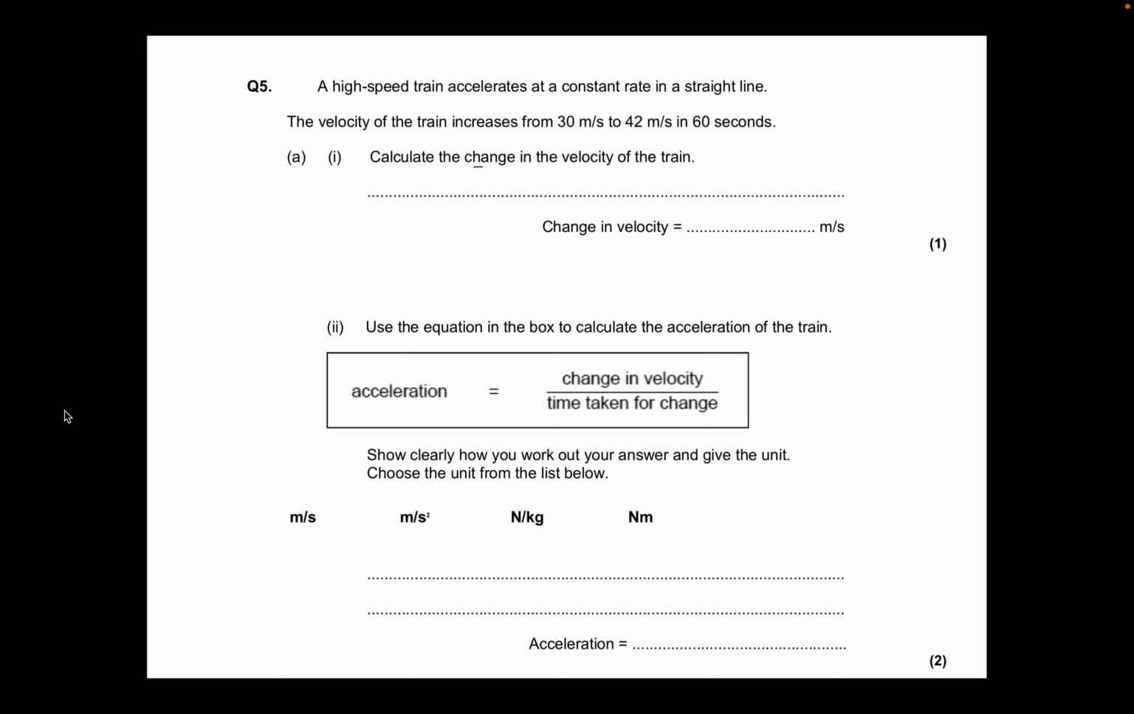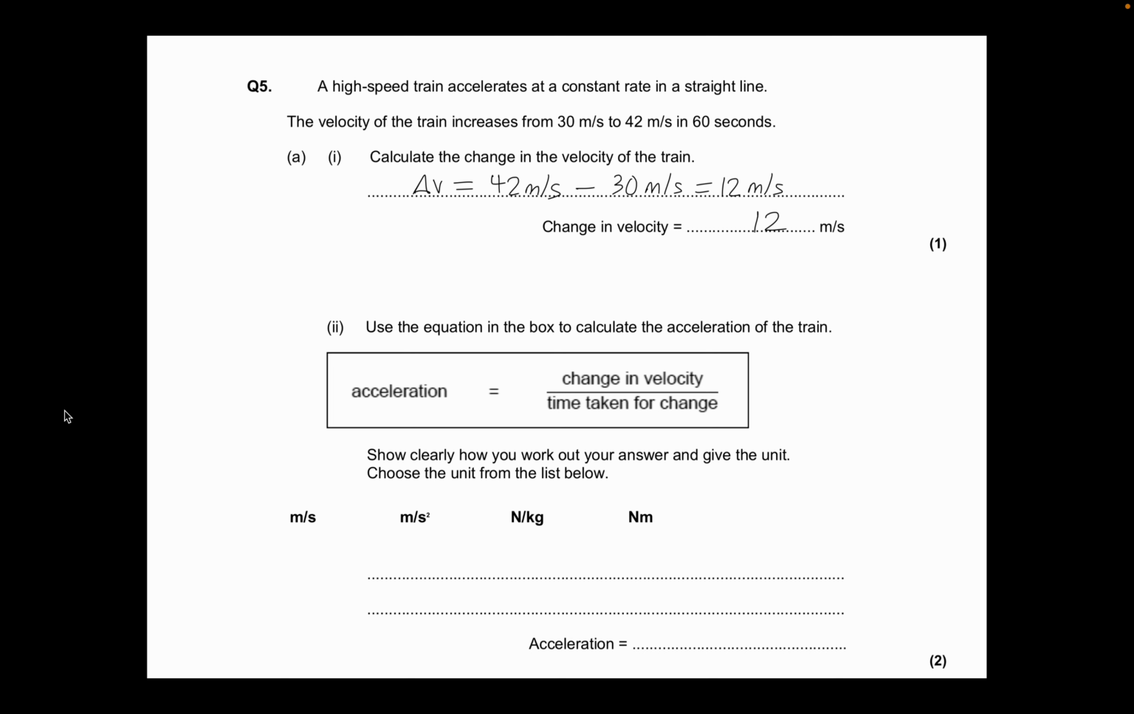So for the change in velocity, they have given you the initial, which is 30 meters per second, and they've given you the final velocity, which is 42 meters per second. So the change in velocity is going to be equivalent to 42 meters per second minus 30 meters per second. Write the units, so important. 42 minus 30 is going to be 12 meters per second. That's going to be the answer. Okay, let's move on to the next part.